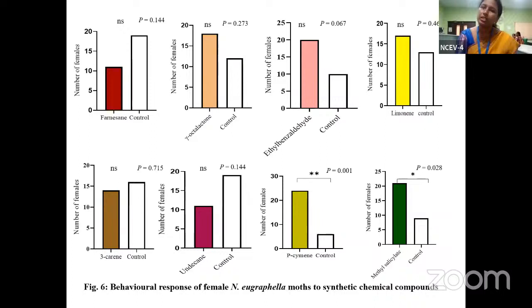After GC-EAD and GC-MS analysis, the GC-EAD active compounds that were available in the market were purchased from Sigma Aldrich. Again, we went for behavioral studies for further confirmation. A total of 8 chemicals were tested individually in the laboratory. Among the 8 chemicals, only 2, p-cymene and methyl salicylate, showed a significant attraction response in the female moths.